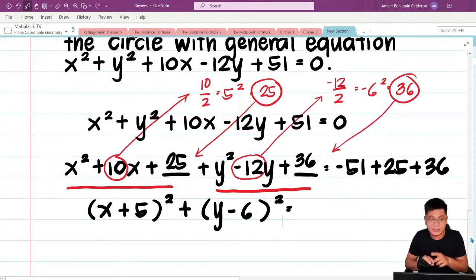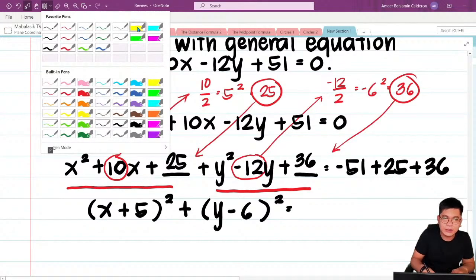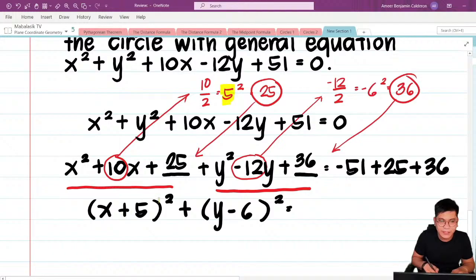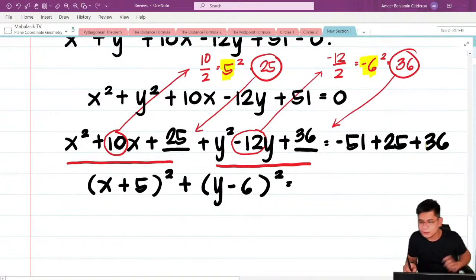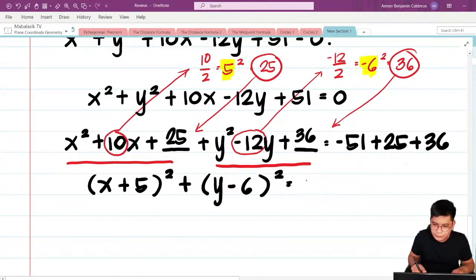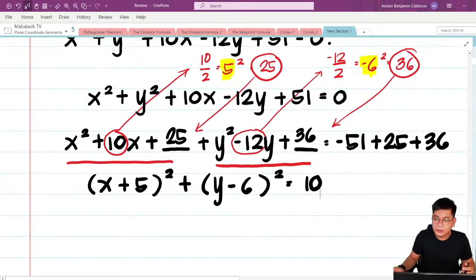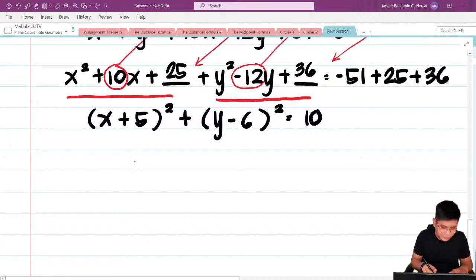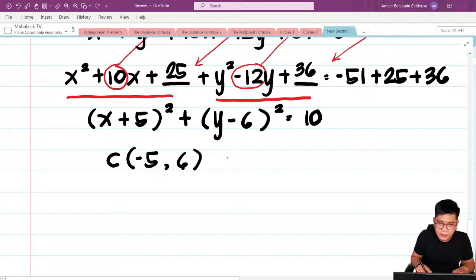Dun sa scratch natin na red, we can actually see it there. This is our positive 5 and this is our negative 6. Pwede naman dun. And then this is ilan to? 50, 61 minus 51, that is 10. Yan. So what is our radius? What are the coordinates of the center muna bago radius? The center is at negative 5, positive 6, and the radius is the square root of 10.